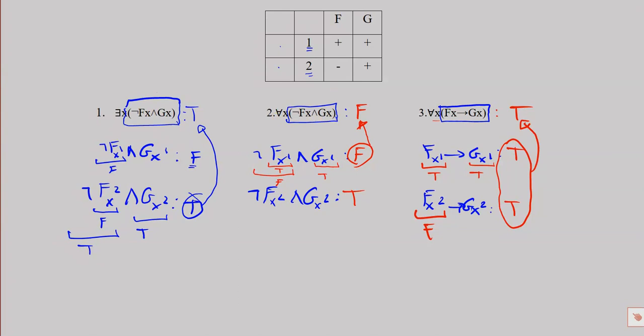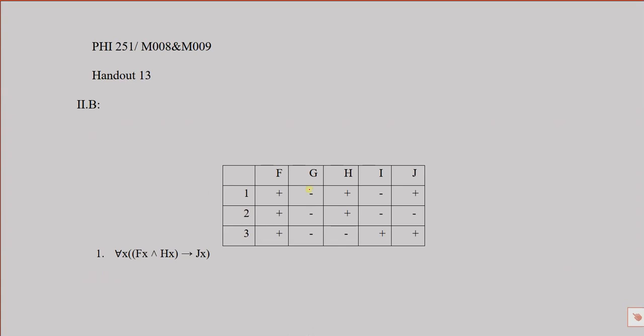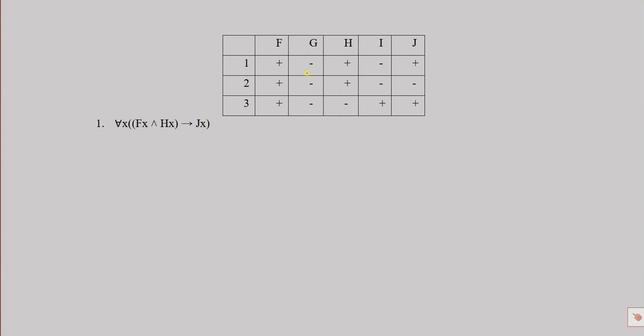So that's the idea. For an existential to be true, you need to have at least one object that satisfies Ax, and for a universal, for all x Ax, to be true, you need to have a case where every object satisfies Ax. Okay, so let's do some more interesting, complicated statements. So here we have this interpretation at the top, and we want to determine the truth value of this sentence on this interpretation. So the first step is to determine what kind of statement we are dealing with.